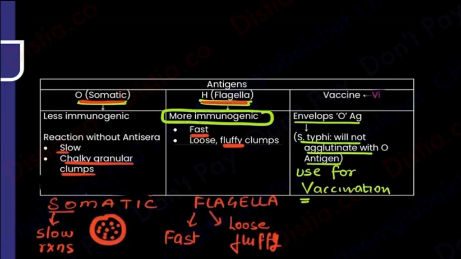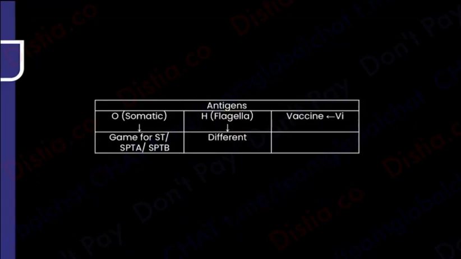But what's the concept? Why is it giving a fast reaction? Because it's highly immunogenic. You studied the basics, but I told you there is something called Salmonella typhi, Salmonella paratyphi A, Salmonella paratyphi B. Okay? These are the Salmonella that you have.